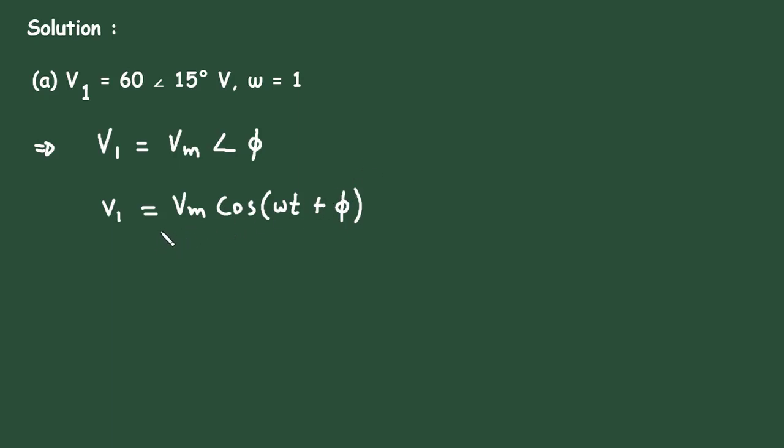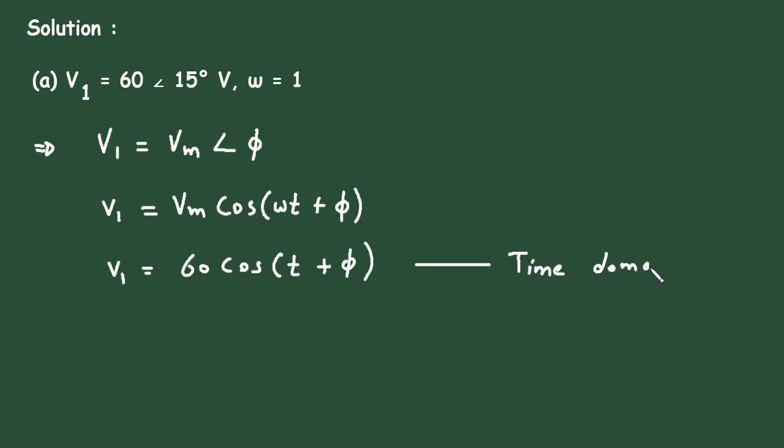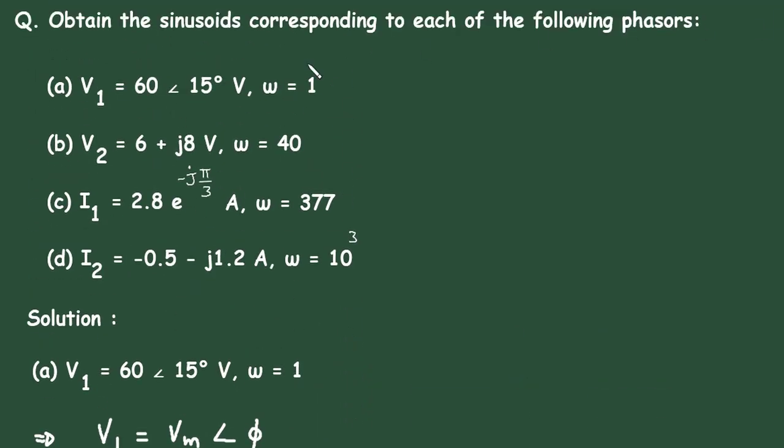So now V1 is equal to Vm, whose value here is 60, cos omega t. Omega is the angular frequency and it is equal to 1. So 1 means we can write only t here, plus phi. So this is the final answer in sinusoids. This is called as time domain format. Then next problem is problem B. So let's copy this problem from here first.